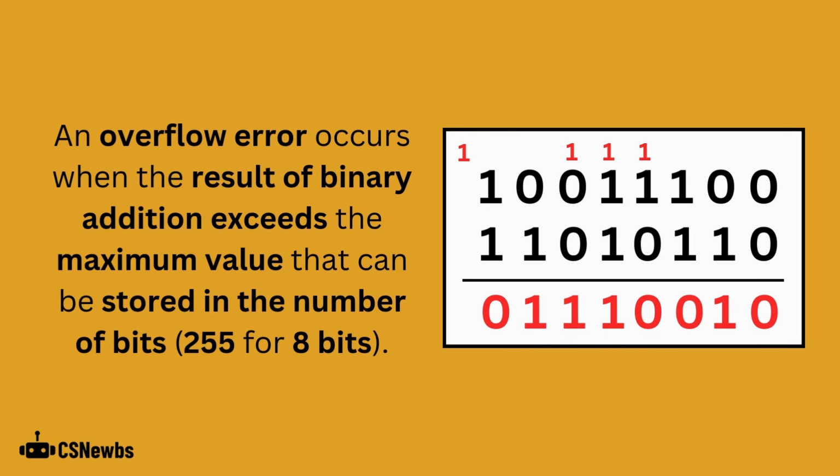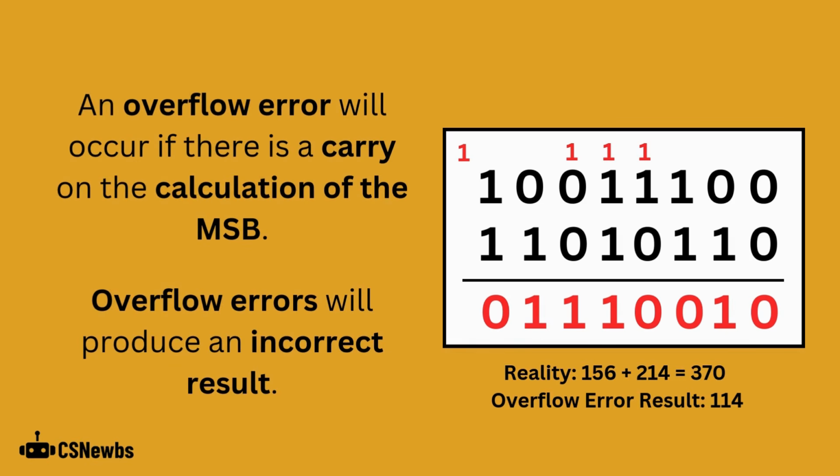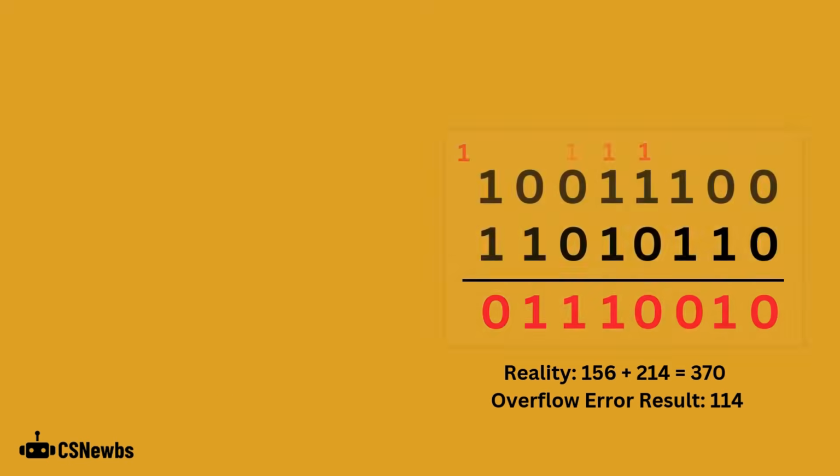An overflow error occurs when the result of binary addition exceeds the maximum value that can be stored in the number of bits. For an 8-bit value, this is anything larger than 255. An overflow error will occur if there is a carry on the calculation of a most significant bit. Overflow errors will produce an incorrect result. In this example, 156 plus 214 should give 370, but there is an overflow error which is resulting in 114.